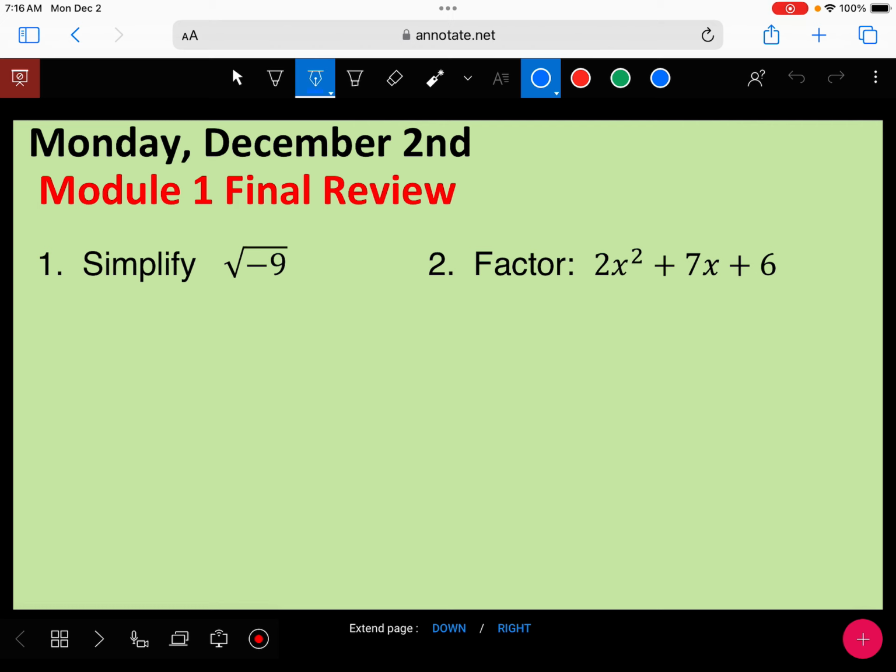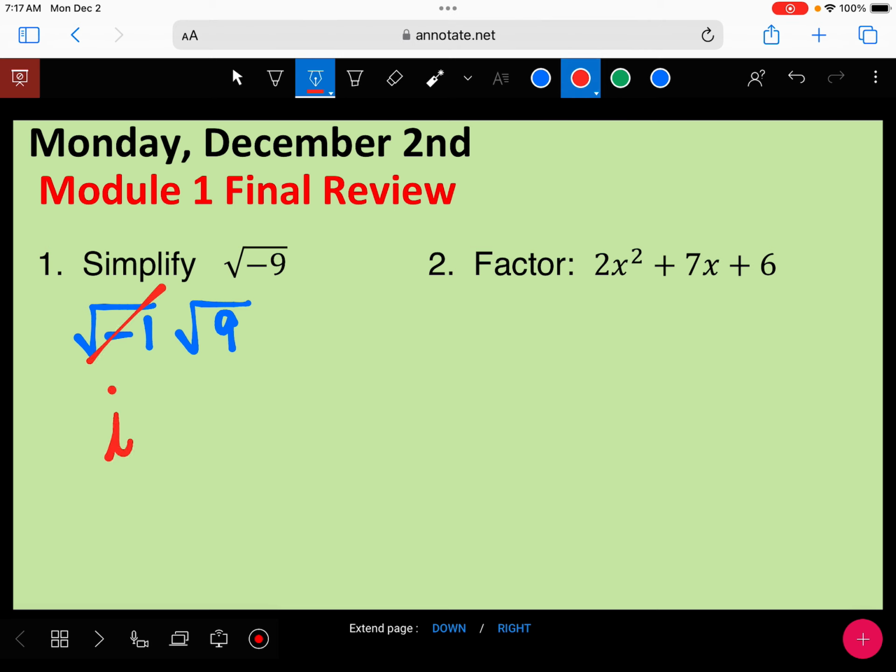Okay. All right, so if you see that negative, the first thing you want to do is take it up. We're going to separate it. So you're going to separate it as -1 times 9. Does anybody remember what the square root of -1 is? I. Good. So this changes to an i.